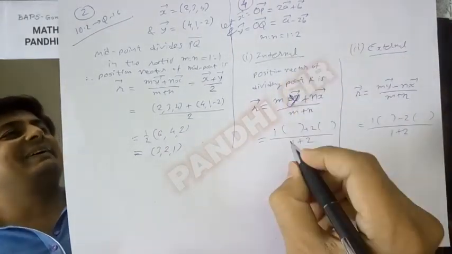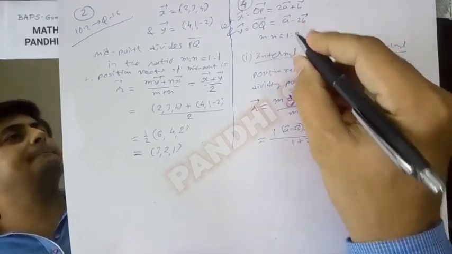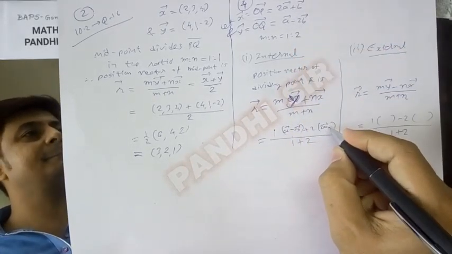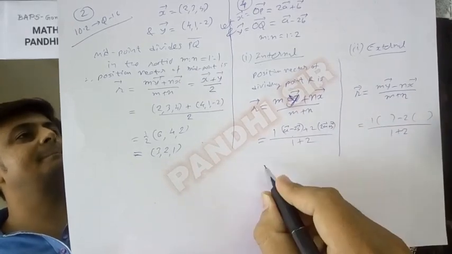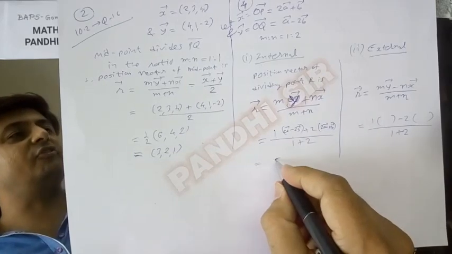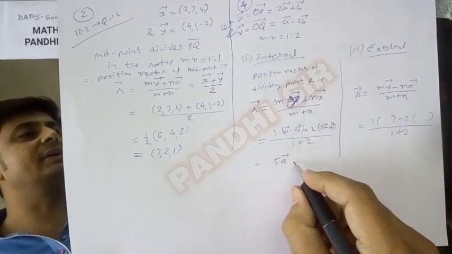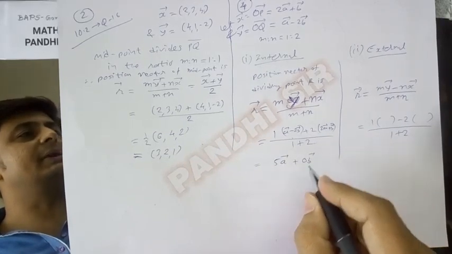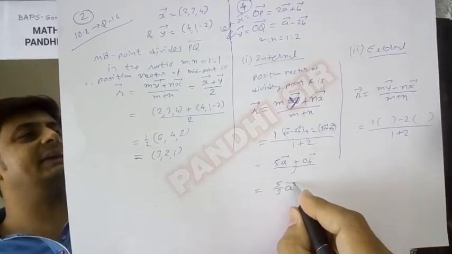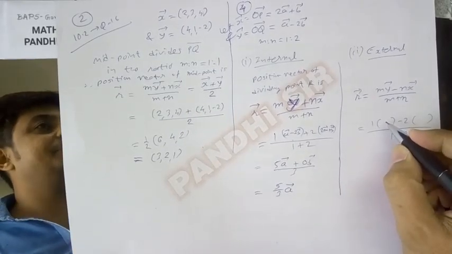Okay, so a minus 2b, and here it is 2a plus b. So 4a plus a is 5a, minus 2b plus 2b is 0b, by 3. So simply it is 5 by 3 a, vector a. The same vector we will write here.